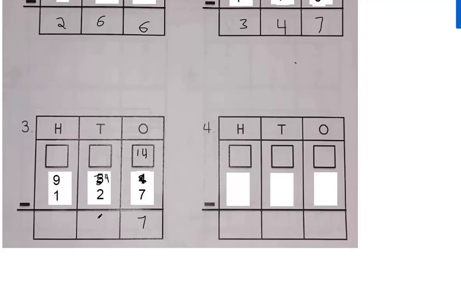And 4 subtracted by 2, we don't need to borrow there. 9 subtracted by 1, that makes 8. No need to borrow there either.